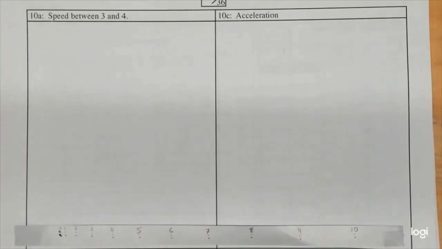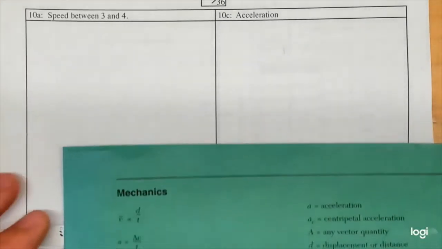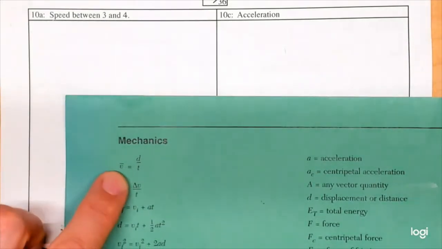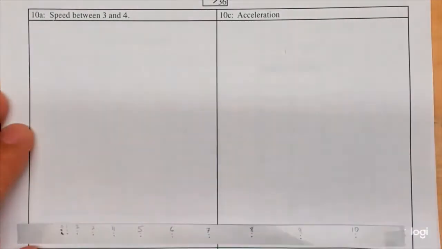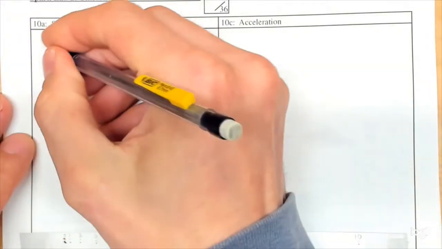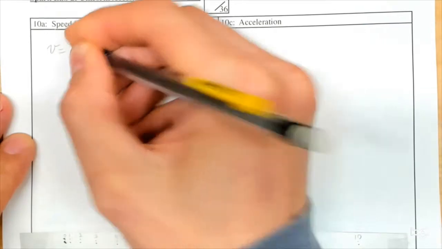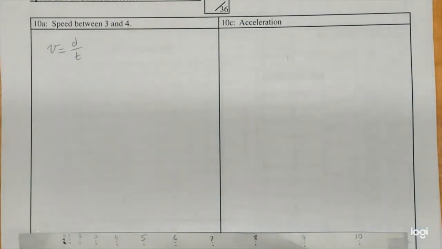So as always, how do you calculate things? Well, you go to the reference table, you find the appropriate formula. This is page 6, the back cover of the reference table. Here's v equals d over t. You must start every calculation with a formula. So there is my formula. Now I'm going to plug in numbers.